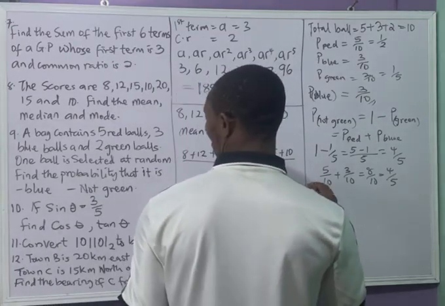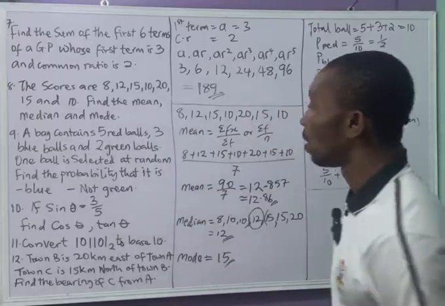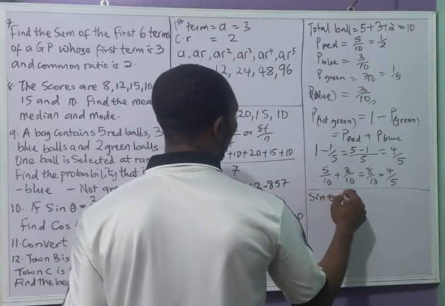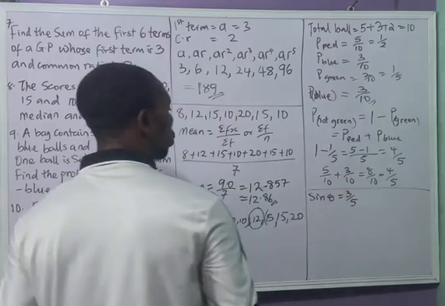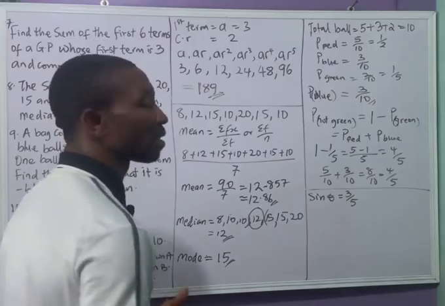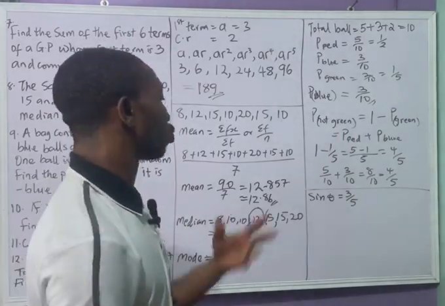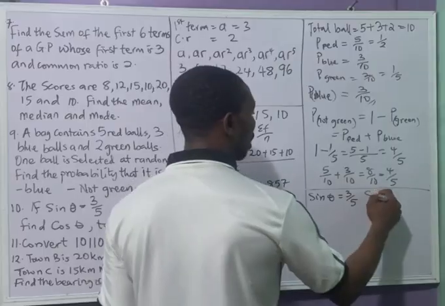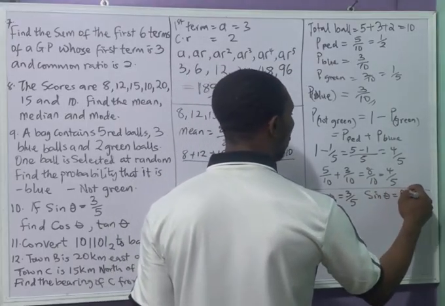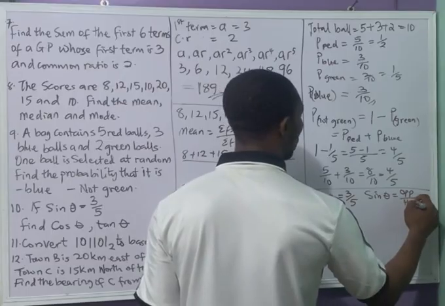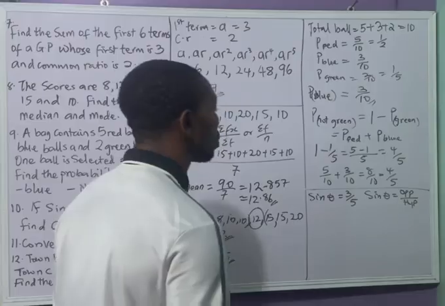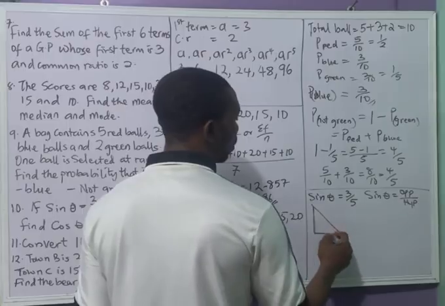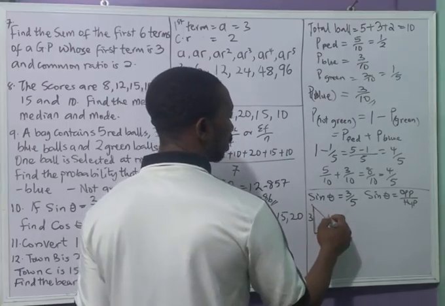All right. Now, our next question says, if sine theta equals 3 over 5, we have to find cos theta and tan theta. Now, this is trigonometry, and we know that sine theta equals opposite over hypotenuse. Looking at a right angle triangle, this becomes 3 and the hypotenuse is 5.